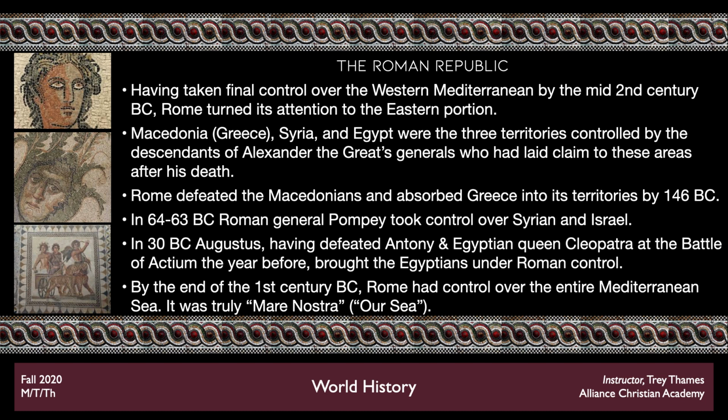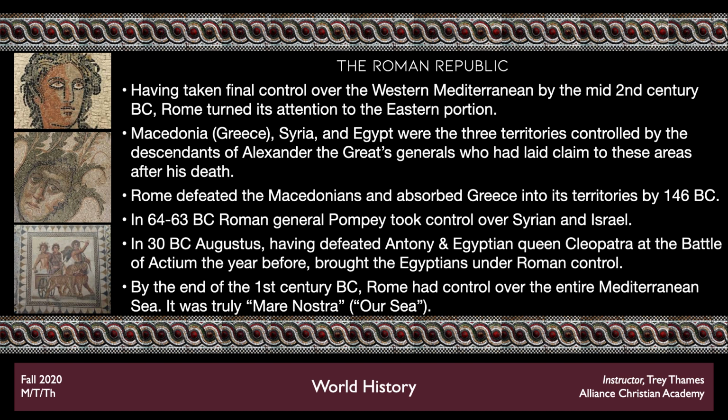Having taken control over the Western Mediterranean by the second mid-century BC, Rome turns its attention to the eastern portion. Macedonia, Syria, and Egypt were the three territories controlled by the descendants of Alexander the Great's generals. Rome will defeat the Macedonians, absorb Greece into its territories by 146. In 64 to 63 BC, Roman General Pompey will take control over Syria and Israel. And in 30 BC, Augustus will defeat Antony and the Egyptian queen Cleopatra at the Battle of Actium. And this brings Egypt under Roman control.